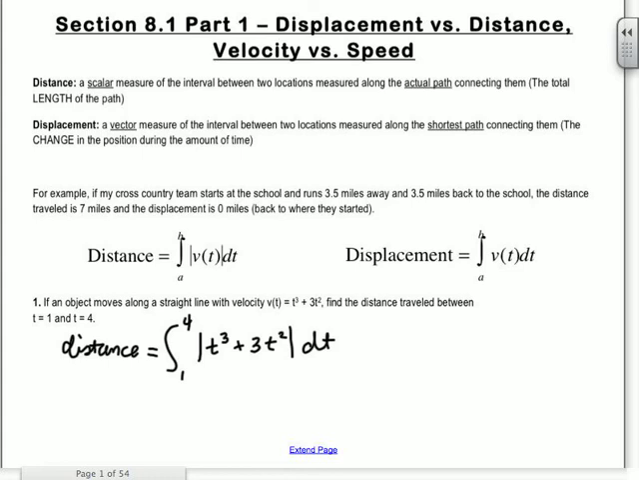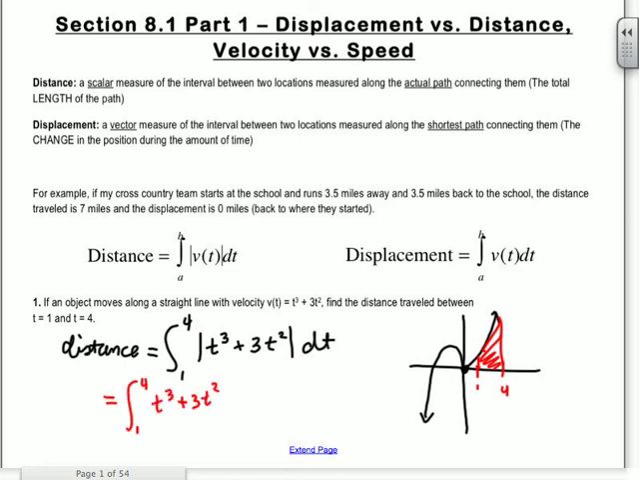If you graphed t cubed plus 3t squared, here's what it looks like. At 0, 0, it hits and then it pops back up. Does the absolute value actually matter in this case? No, because if you're going from 1 to 4, that's all positive anyway. So you can actually compute this without the absolute value. You can just compute 1 to 4 of t cubed plus 3t squared dt.